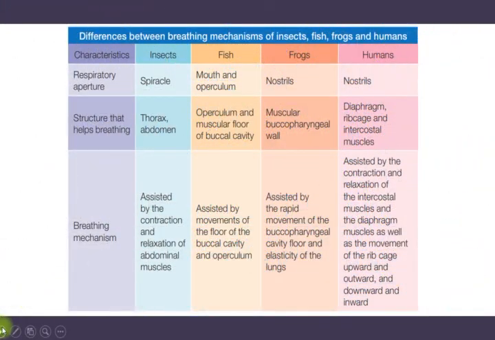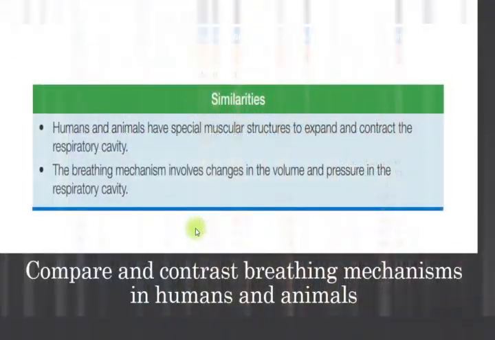We go to the similarities first. Humans and animals have special muscular structures to expand and contract. And the breathing mechanism involves changes in the volume and pressure in the respiratory cavity. That is referred to as the similarity.